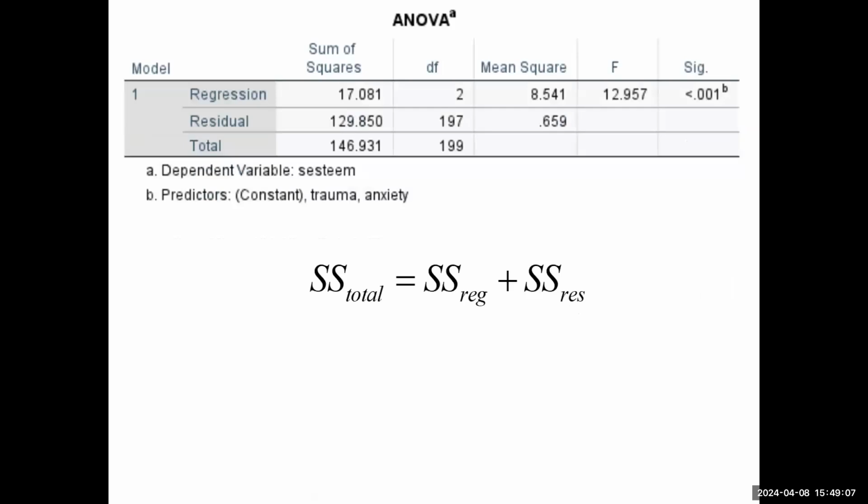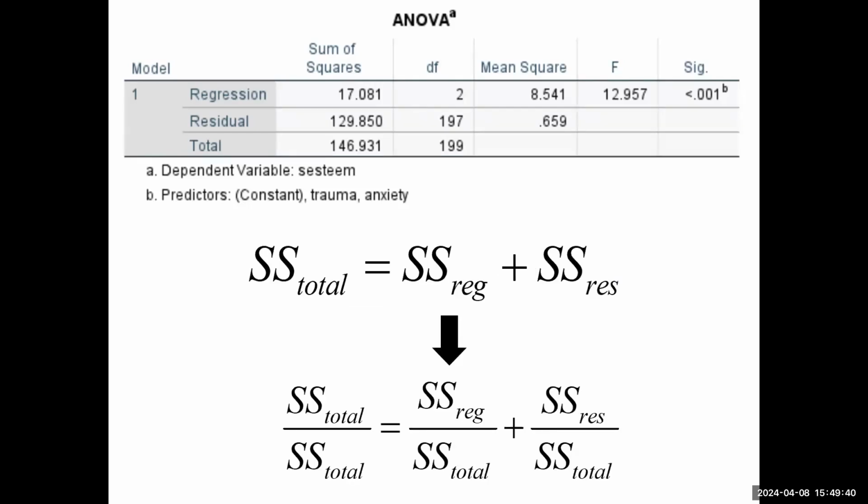Okay. So now I want to stay with the ANOVA summary table for a couple more slides and just show that we can take sums of squares total and we could divide it into two additive elements, sums of squares regression and sums of squares residual. Okay, sums of squares total can be thought of as the total variability associated with our outcome variable, which in this case is self-esteem.